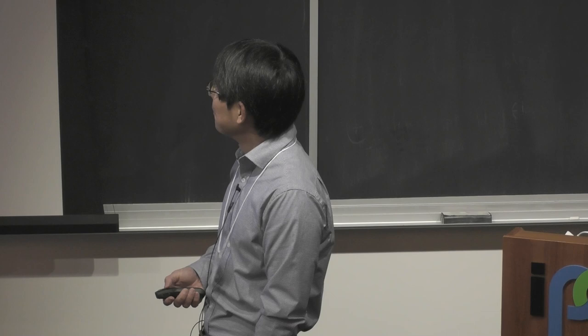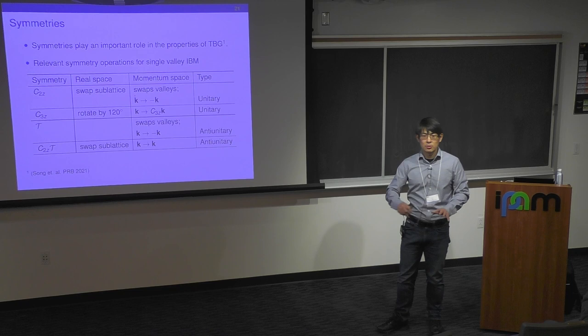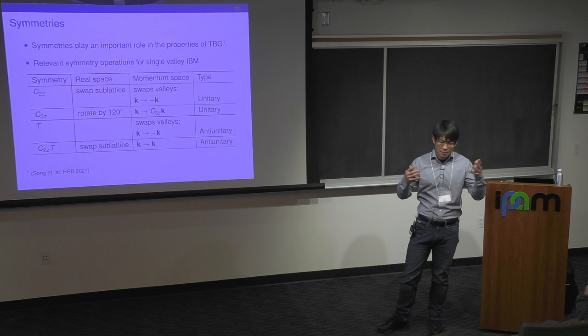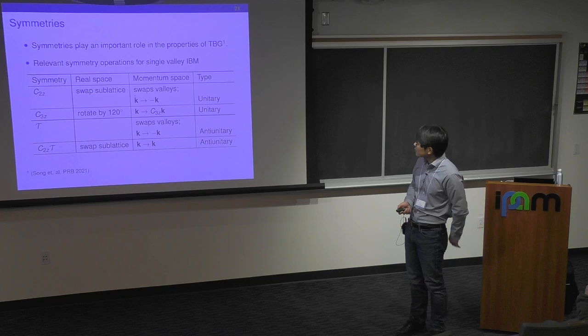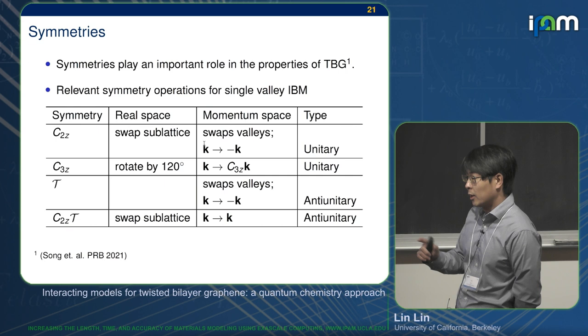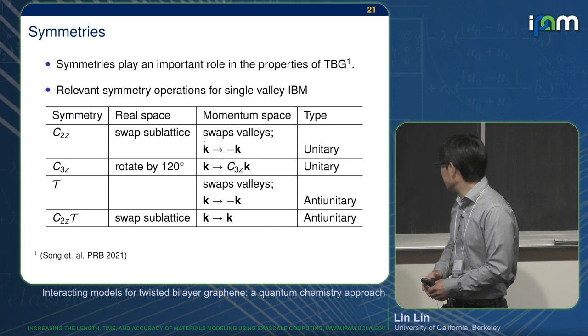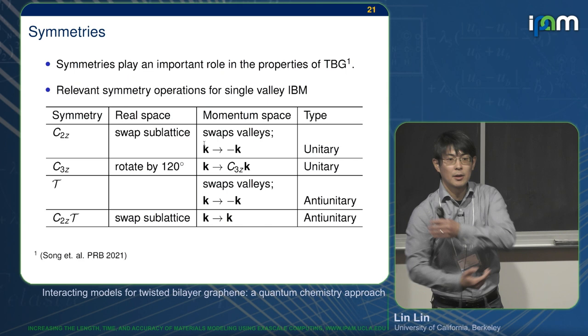Thanks to the spin and valley polarized setting, the symmetry is drastically simplified. We started with full spin and valley degrees of freedom, which was a lot to take from the beginning. The symmetry is simplified because there are only a couple of relevant symmetry operations. One is the C2z, where z is the perpendicular out-of-plane axis, and you just rotate around z by 180 degrees.